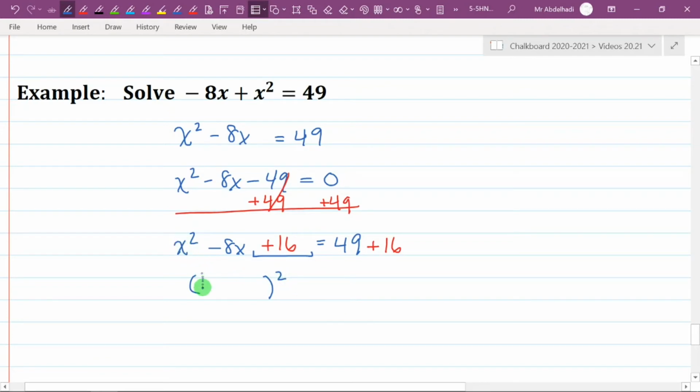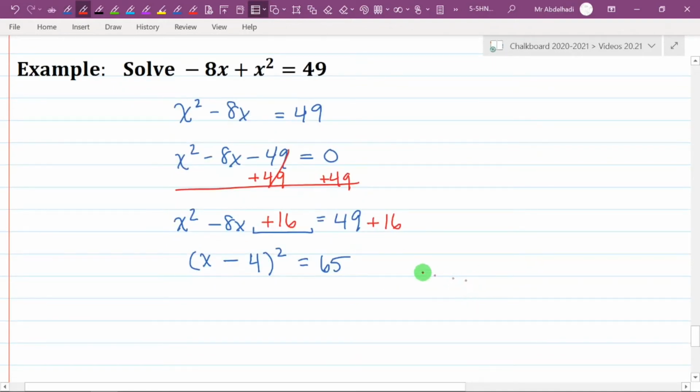Well, this is going to be the square of x because this is always just x squared. There's no numbers in front of it. And this is whatever you would square to get 16, which is 4. And whatever this symbol is here, where there's a plus or a minus, is what goes here. Now on this side, we have 49 plus 16, which is 65.